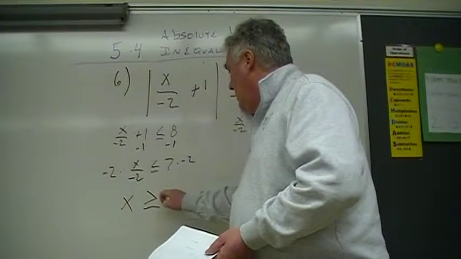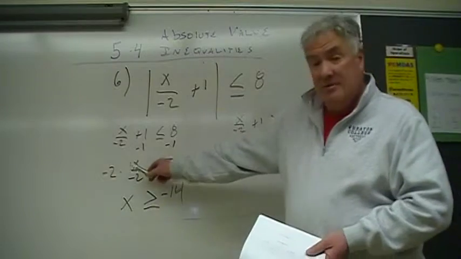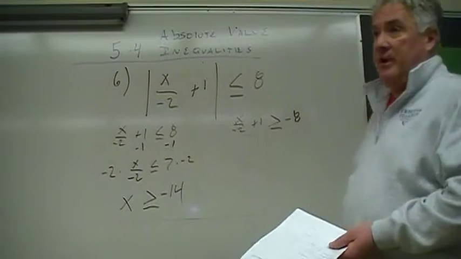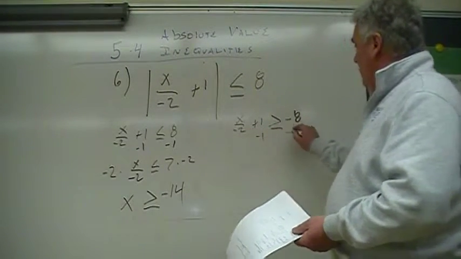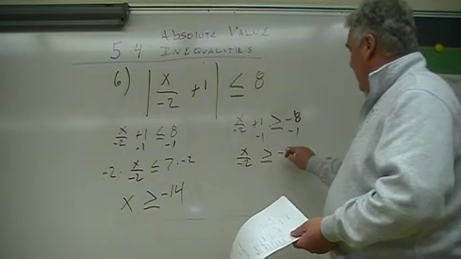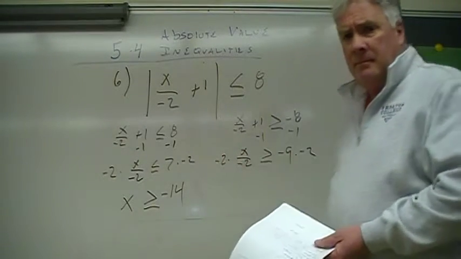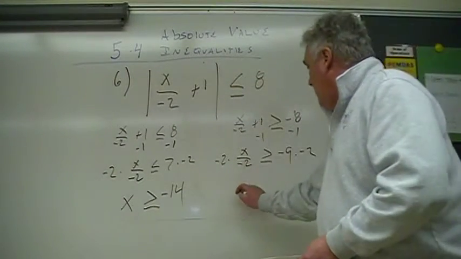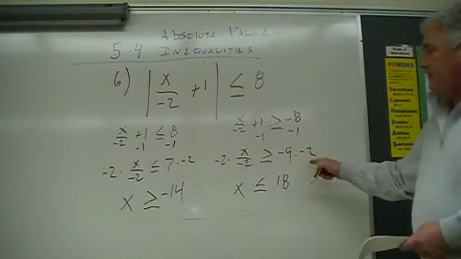So x is greater than or equal to negative 14. Because we're multiplying by negative 2 to both sides, we have to change the sign. Minus 1, x over negative 2 greater than or equal to negative 9. Multiply both sides by negative 2. Still got a little time. x, change the sign. Positive 18, right?